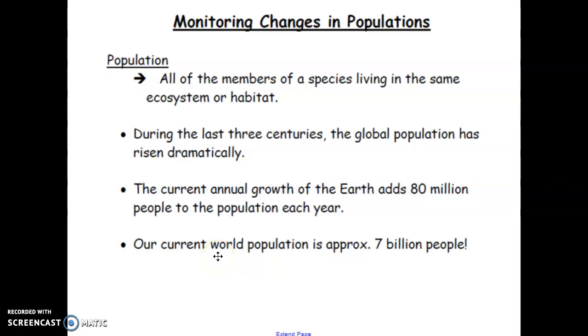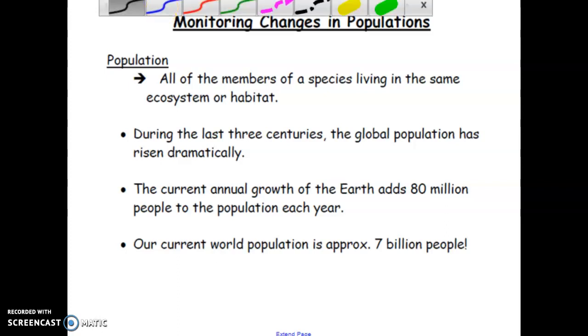Okay, everyone. So today we're going to be looking at monitoring changes in different populations. So essentially, what we're looking at is ways in which we can see how a population changes over time, what happens when there is an impact on the population, and what the repercussions are. But really, just looking at how we can even monitor them to begin with is the main idea.